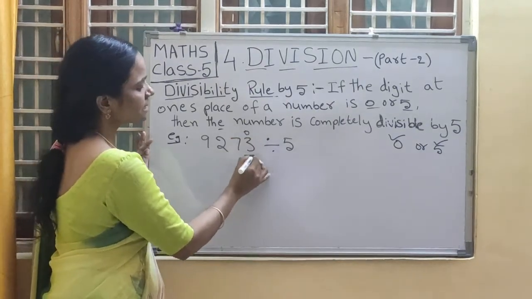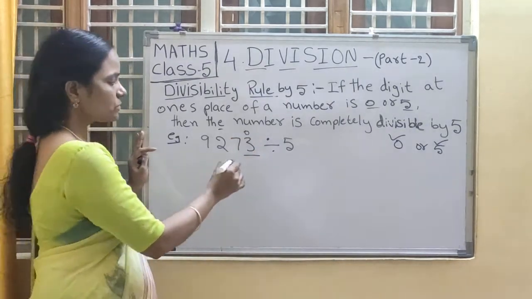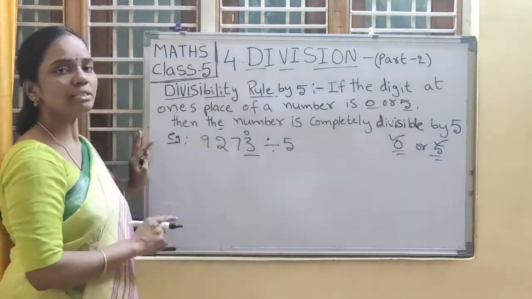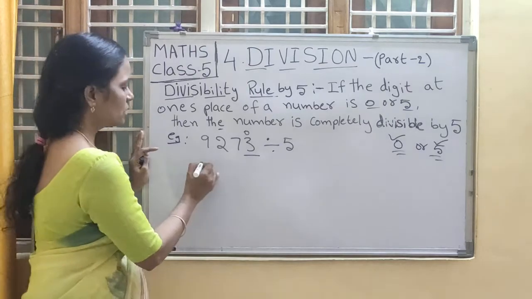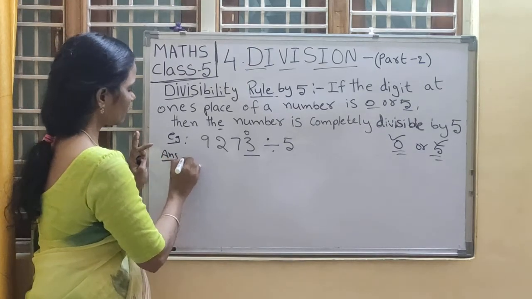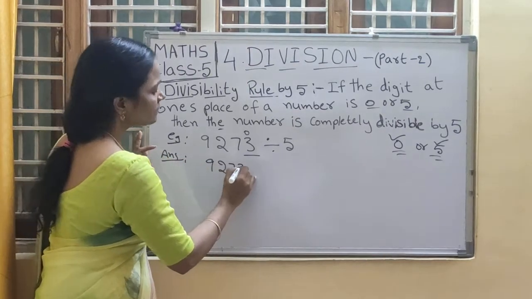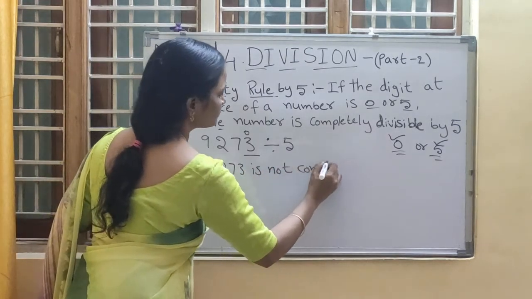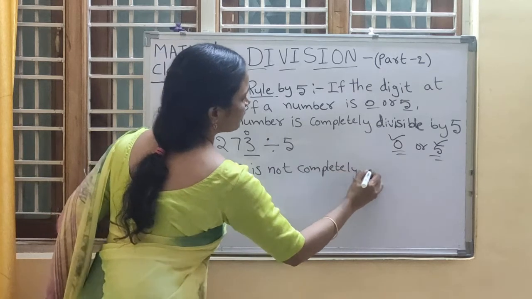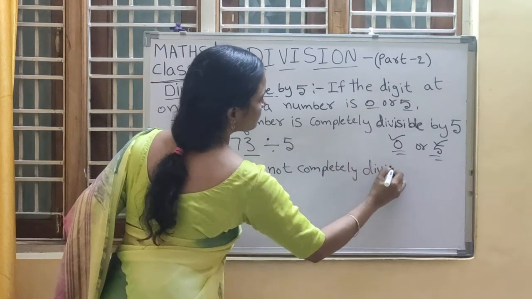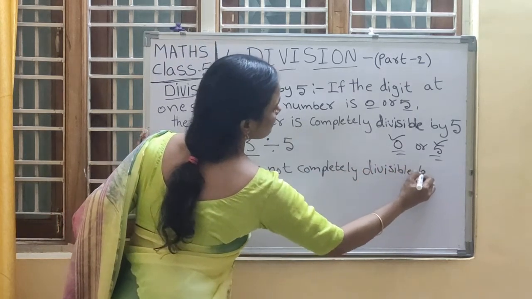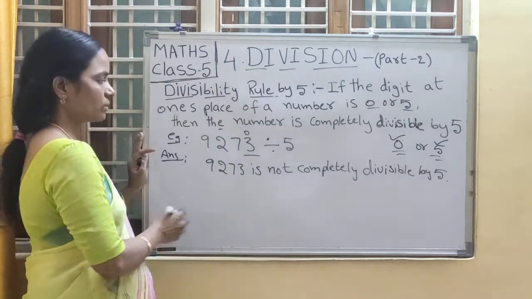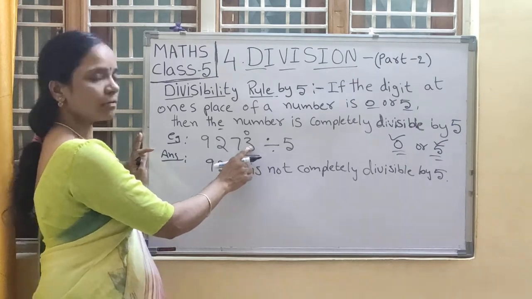We have to check the digit at ones place, that is a 3. So here we don't have the 0 or 5 here. So this given number is not completely divisible by 5. So answer: 9273 is not completely divisible by 5. Okay, not, because we have 3 here.